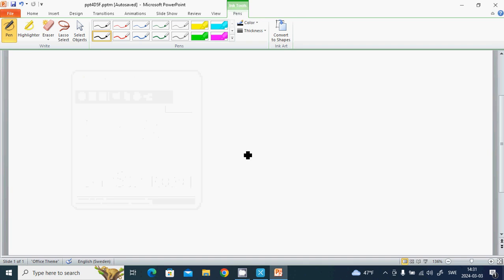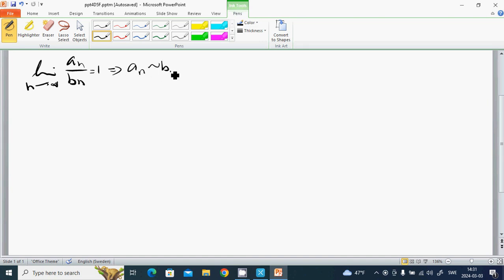Hello everyone, we continue with series and we are going to do asymptotic equivalence. In the definition, if the limit of a_n divided by b_n, as n goes to infinity, equals 1, then we say that a_n is asymptotically equivalent to b_n.